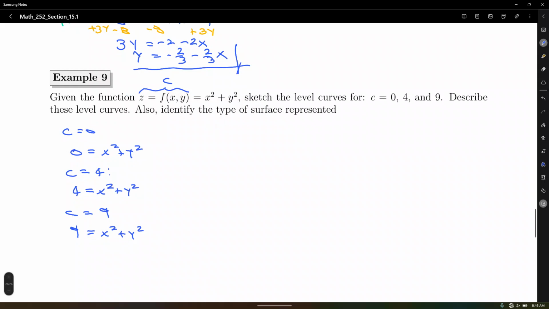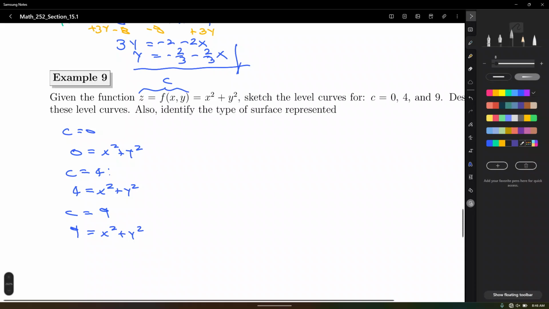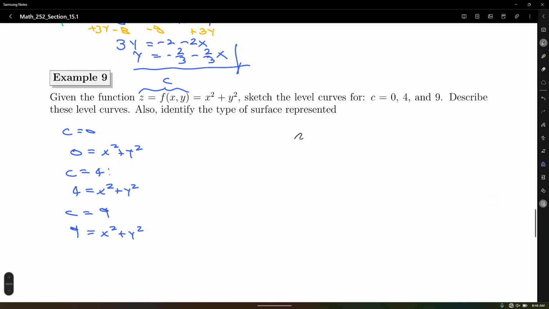Agree? What about x squared plus y squared equals 9? That's a circle of radius 3. So we're going to generate different level curves that are going to look like circles. So, okay, let's do this by hand, and then I'm going to show you how to do this using GeoGebra.